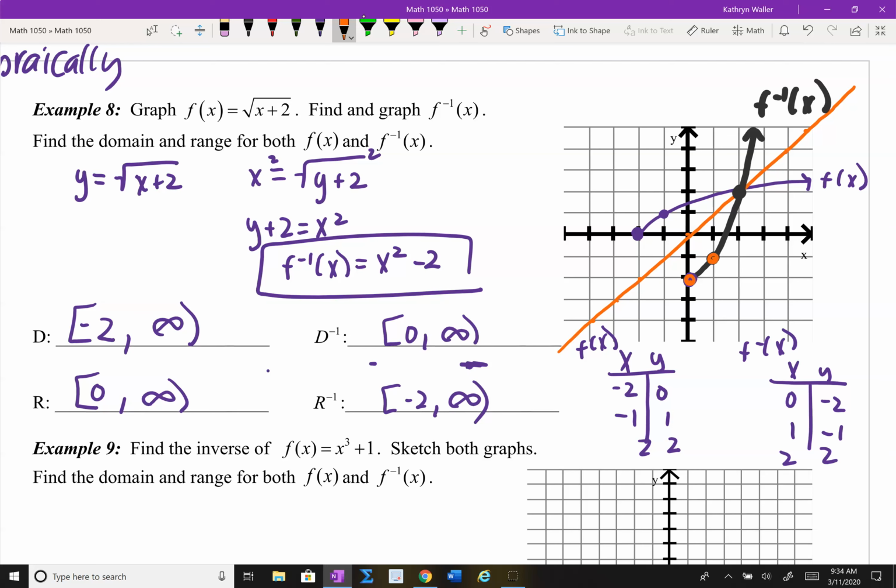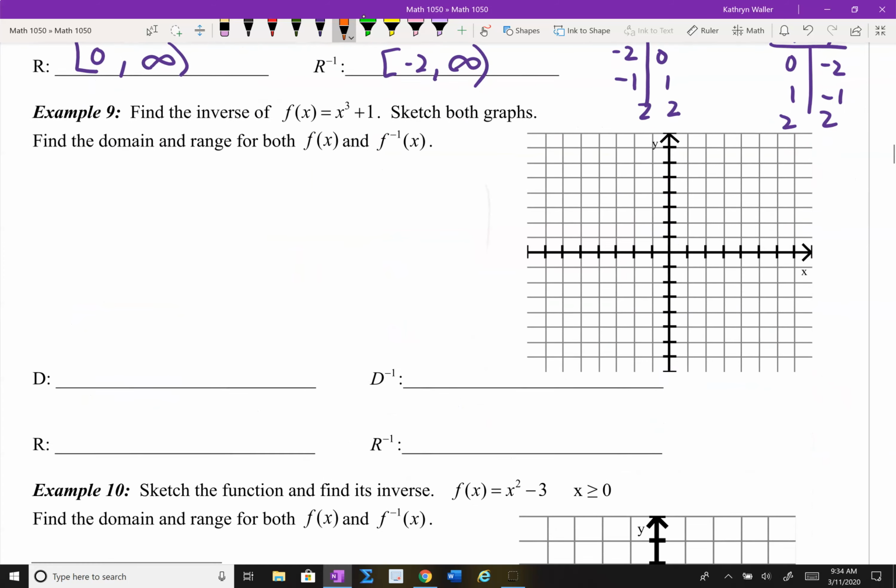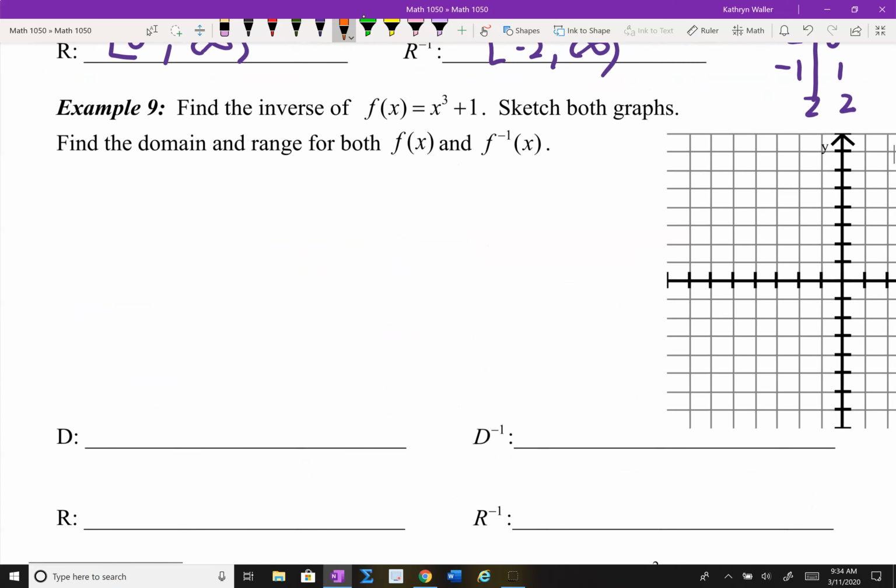1, negative 1 is right there. 2, 2 is right there. And so I can get my inverse that way if I struggle a little bit. Okay? Okay, here we go with question 9.